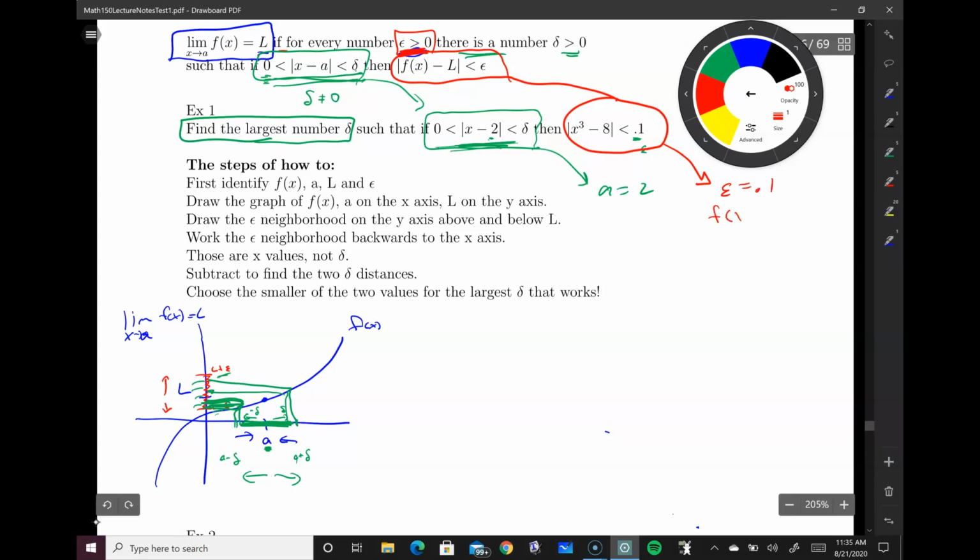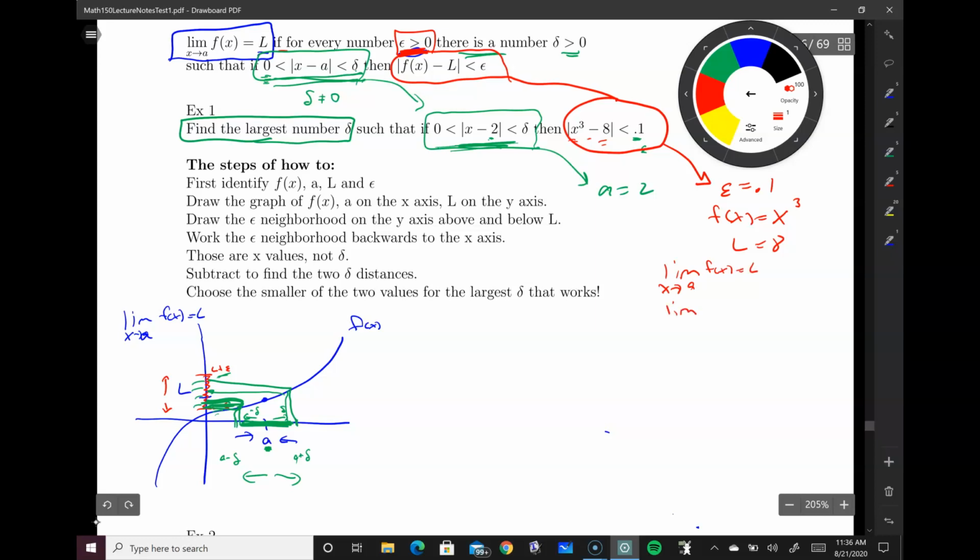So f of x is x cubed, and the a is, I'm sorry, not the a, the L, sorry about that. The L is 8, right? The absolute value of f of x minus L less than epsilon. Okay, so we should be able to rewrite this as a limit statement: limit as x goes to a of f of x equals L, right?